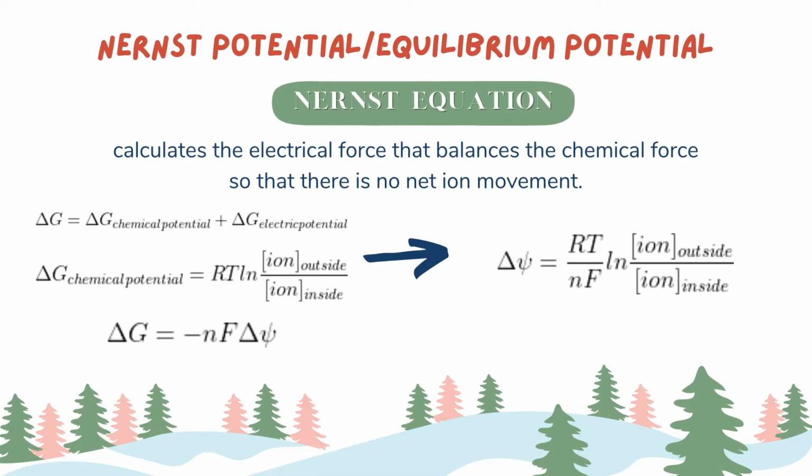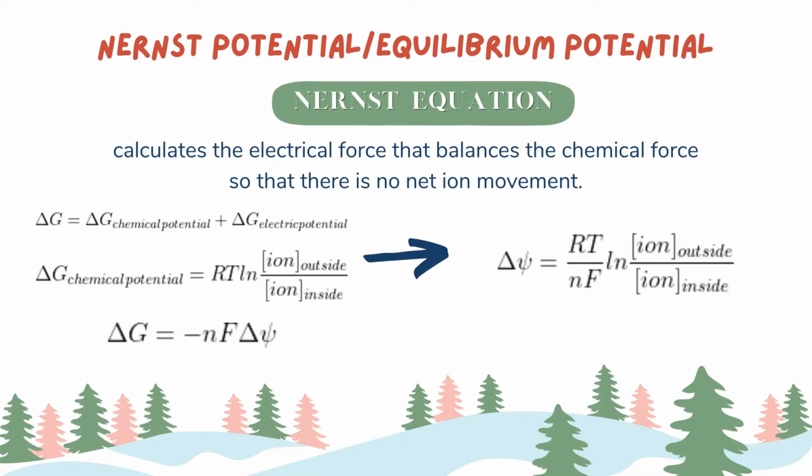This is called the Nernst potential, which is just the equilibrium potential previously discussed. This can be derived using the following equations. Delta G is equal to delta G chemical potential plus delta G electric potential. Delta G chemical potential is RT ln concentration of ions outside over concentration of ions inside, and delta G electric potential is negative NF membrane potential.